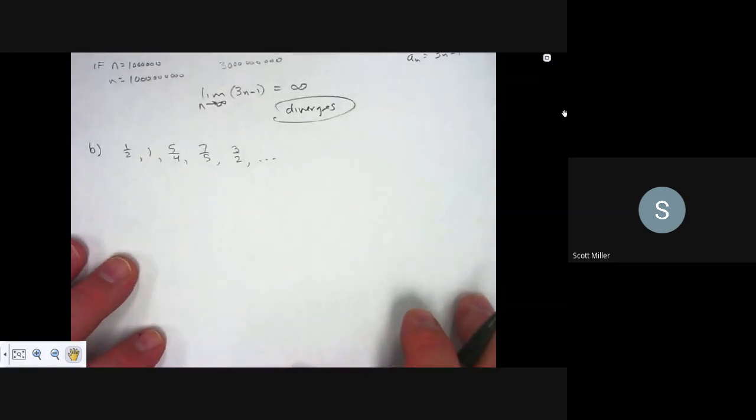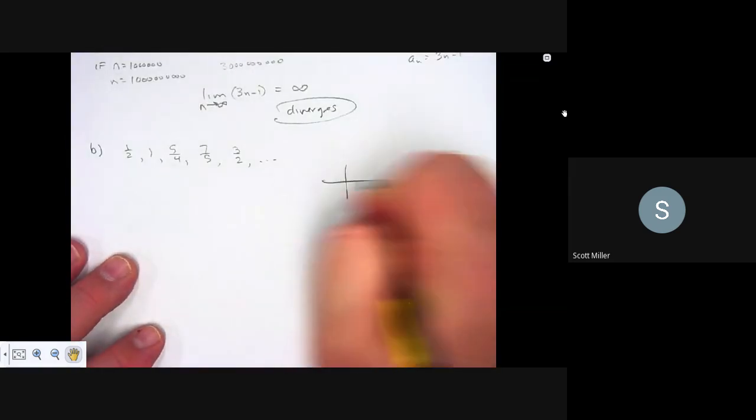Okay, let's look at this one down here. This one's a little bit tricky if I put everything into a table because we don't know what it is.